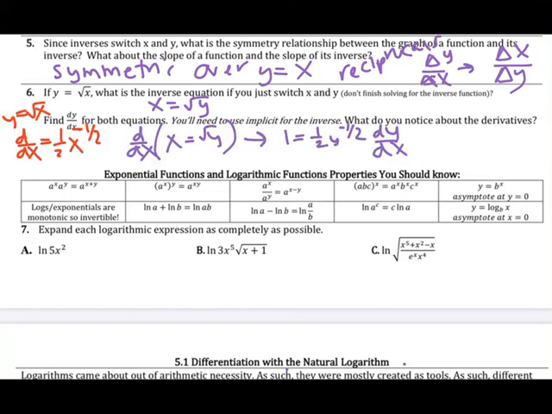So for the original function, we're just going to get 1/2 x to the -1/2 power. When we take the derivative with respect to x of the inverse, we're going to get 1 equals 1/2 times y to the power of -1/2 times dy dx. So if we're going to isolate dy dx, we would get that dy dx is going to equal 2y to the power of +1/2. What do you notice about these derivatives? These derivatives are not reciprocals of each other. They definitely look like they have some sort of close relationship. They're similar, but they are not exactly reciprocals of each other. And again, that's something to keep in mind when we get into 5.3.